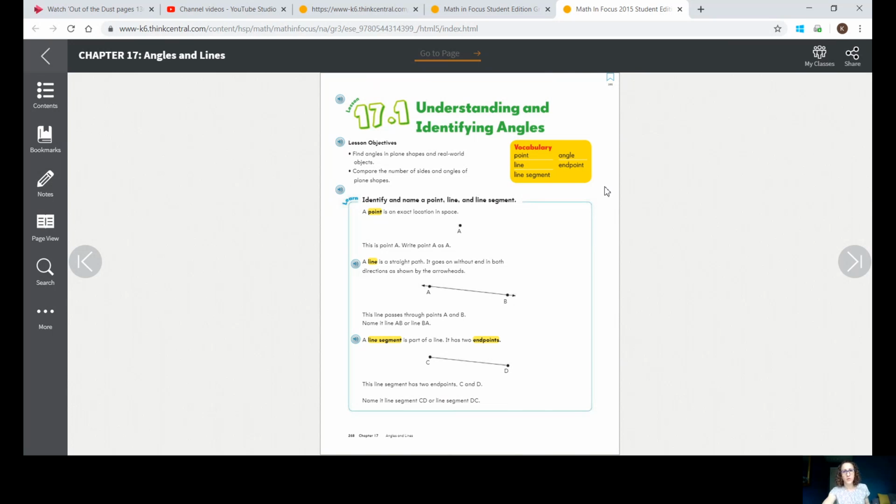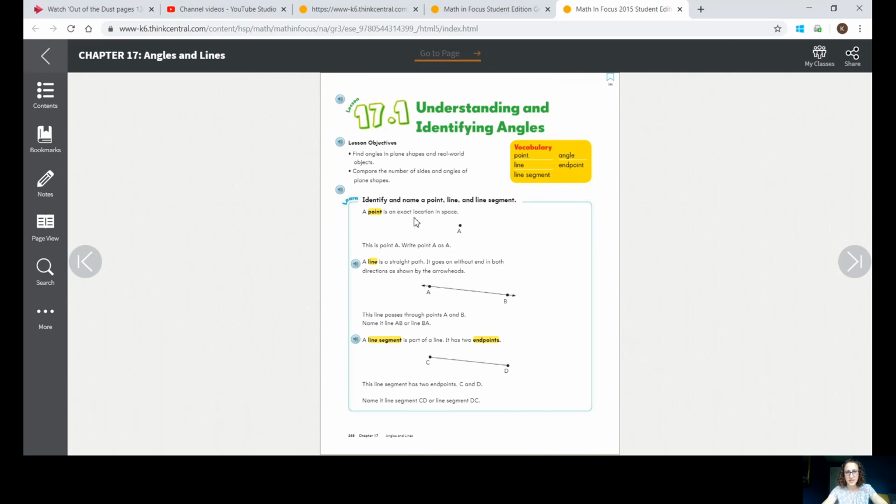Okay, here's some vocabulary that we're going to learn about. Point, line, line segment, angle, and endpoint. Here's what we're going to learn in this lesson. It says we're going to find angles in plane shapes and real world objects. We're going to compare the number of sides and angles of plane shapes. Let's learn. Identify and name a point, line, and line segment.